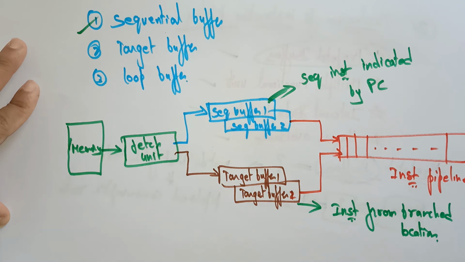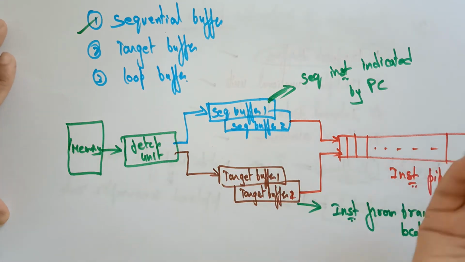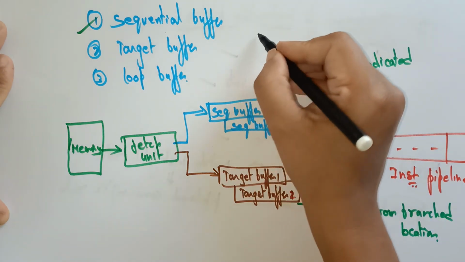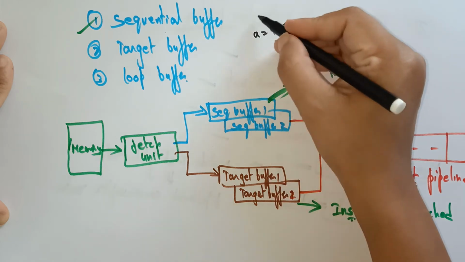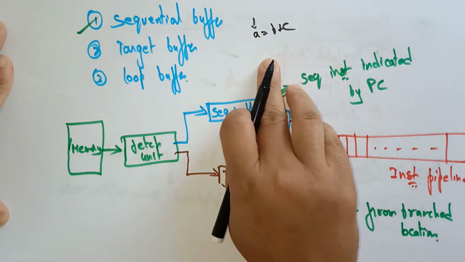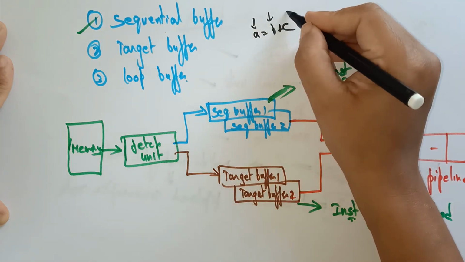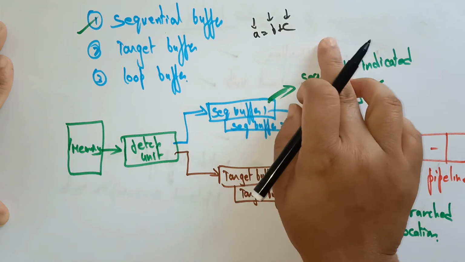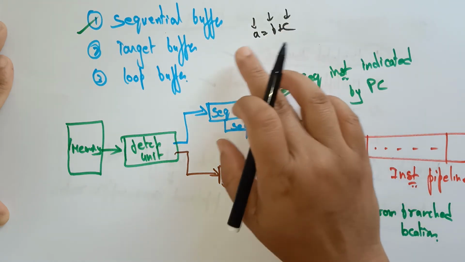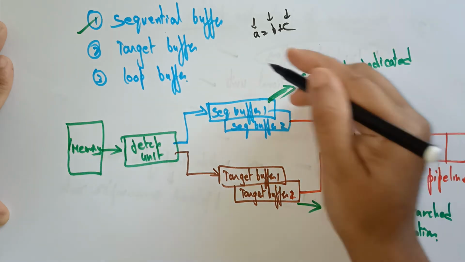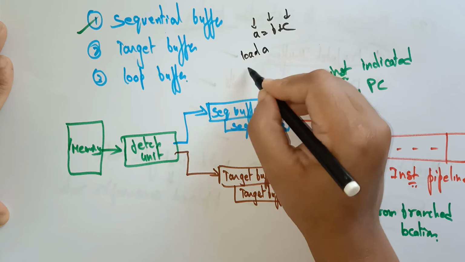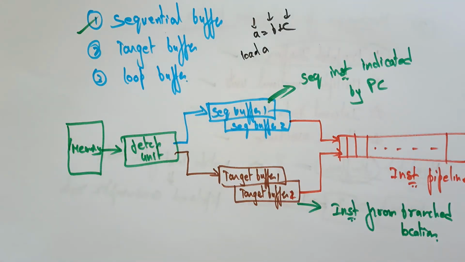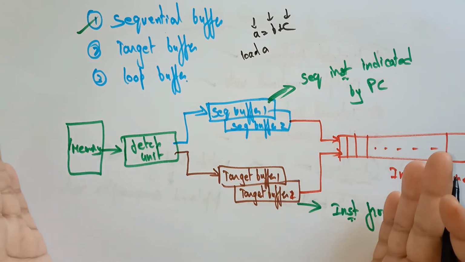I'm saying that a sequence of instructions is nothing but, let's take a simple program, suppose A is equal to B plus C. Load the values of A, B and C, and perform the addition operation. Everything will be in sequence. So load A, load B, load C, and then add B plus C and move the value to A. Everything is going in a sequential manner.